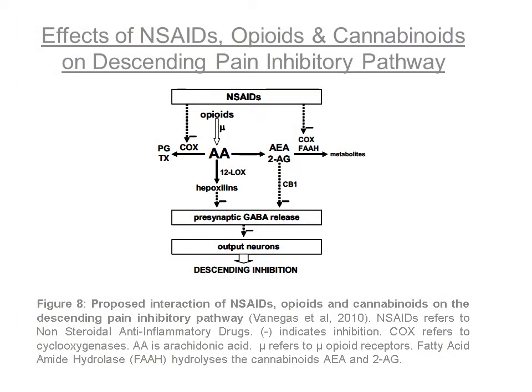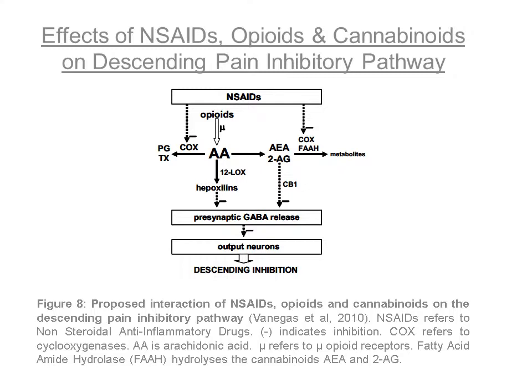NSAIDs inhibit the enzyme FAAH, which is responsible for the degradation of cannabinoid receptor agonists. This results in the inhibition of the reuptake and degradation of the endocannabinoids, prolonging the pharmacologic effect.